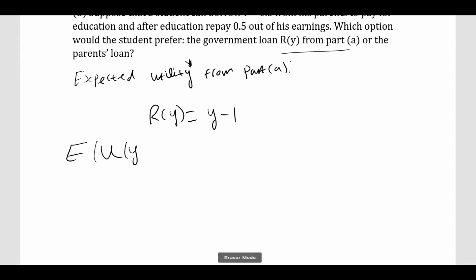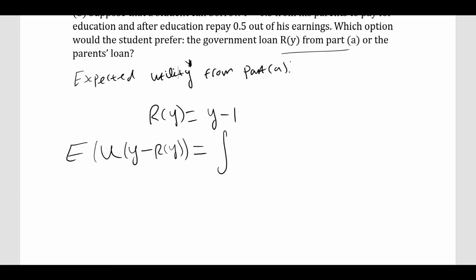Or the expected utility for the contract, actually. So yeah, the expected utility for the contract, so that's going to be U of y minus R of y. So the expected utility for the student, sorry. Again, it's y minus R of y because it's their earnings take away the money they pay back in the loan contract or the debt contract. So we want to work this out.